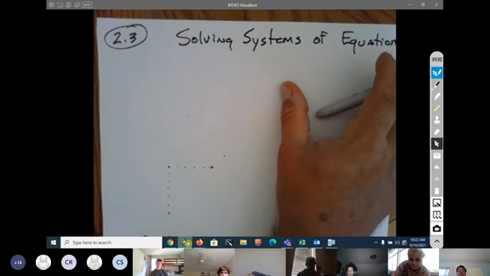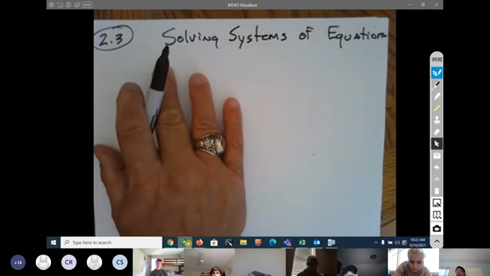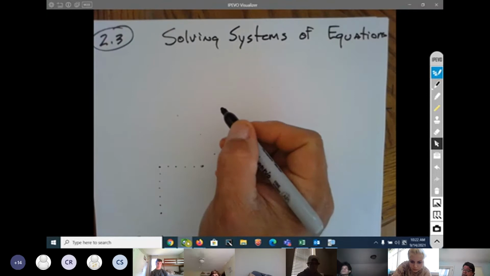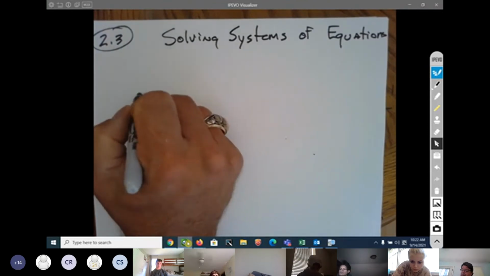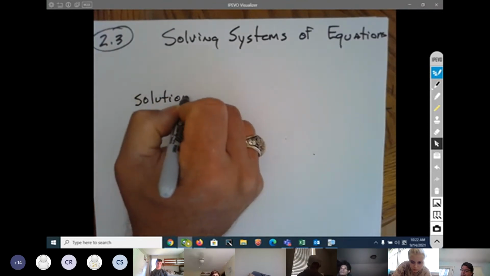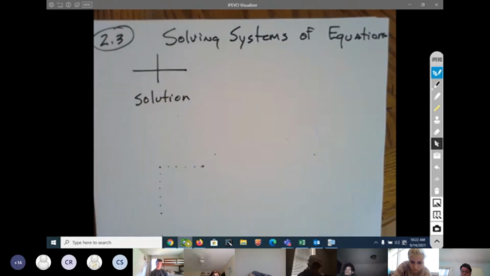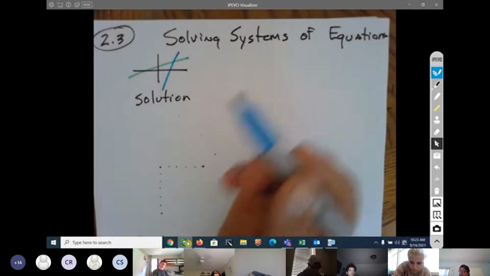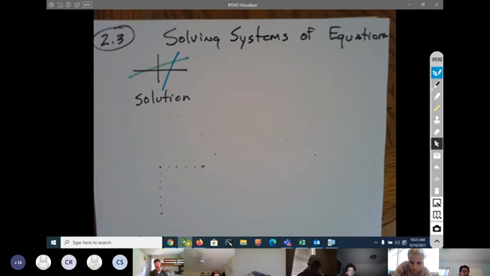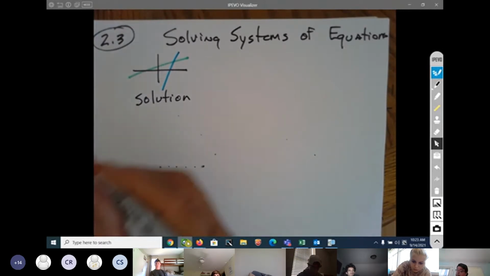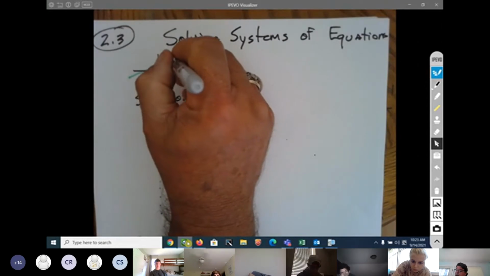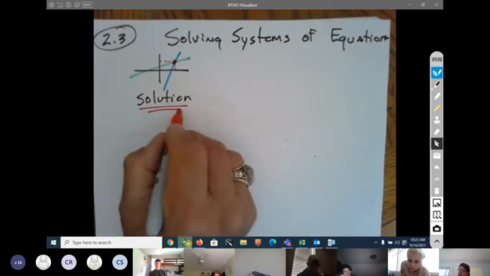And when you solve systems of equations, you're going to get one of 3 answers. You're either going to get a solution, which means that you have 2 lines that intersect. And that intersection point is called a solution.